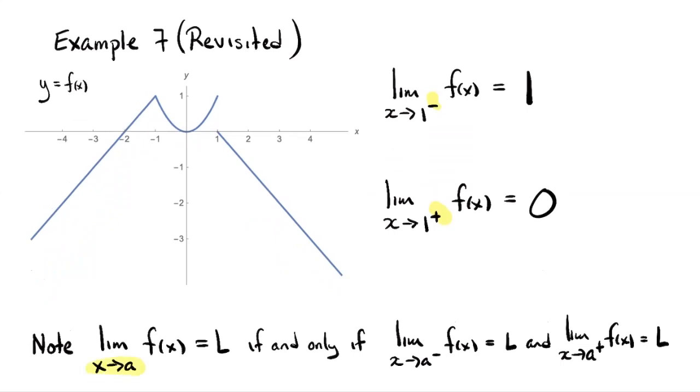It would equal some number L if and only if the left and the right-hand limits are both equal to L. So if you have a left-hand limit and a right-hand limit, they have to have the same value in order for the two-sided limit to exist. So this is a perfect picture to keep in mind of what it looks like for a left-hand limit and a right-hand limit to exist, but the two-sided limit doesn't.